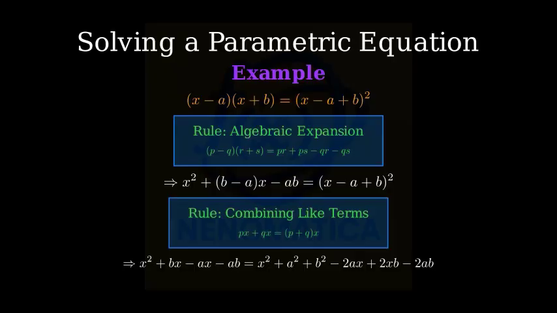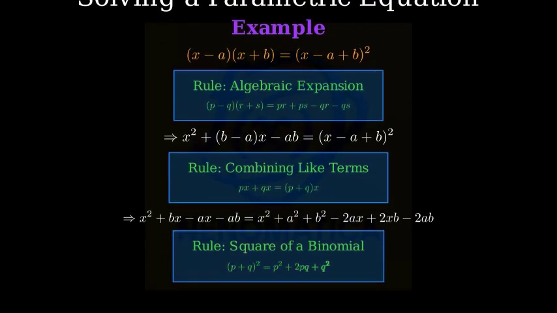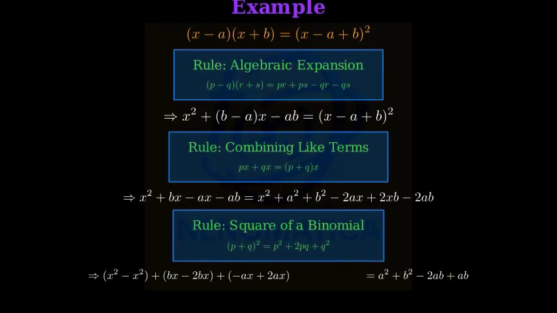Now, let's expand the right side of the equation. We apply the square of a binomial formula to expand x minus a plus b squared. This gives us x squared plus a squared plus b squared minus 2ax plus 2xb minus 2ab.